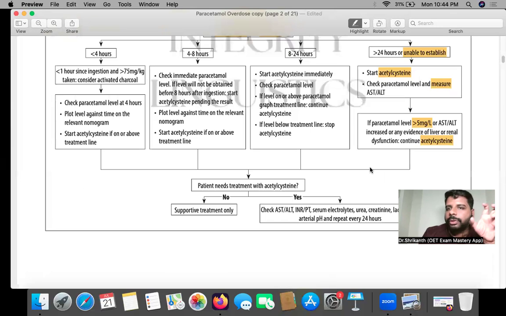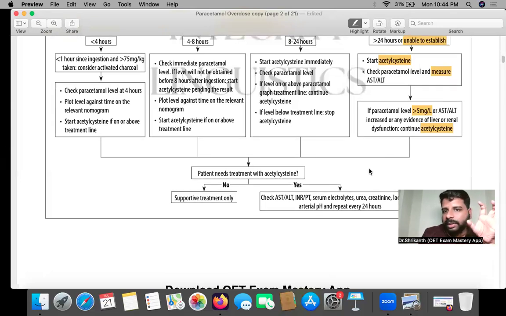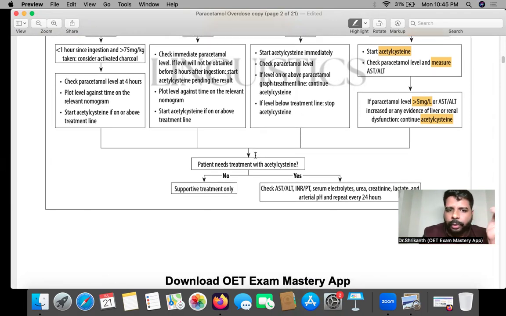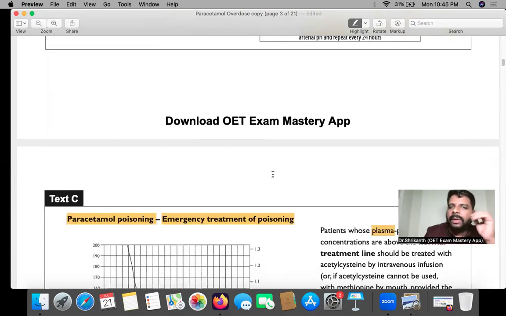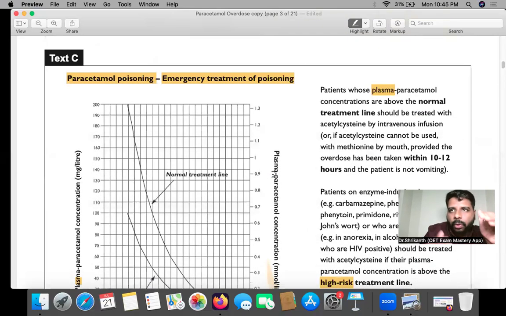That is what we should do when a patient is malnourished and whether he has taken a paracetamol overdose. So like this, you should be able to scan for the keywords. Here you must be able to see there is nothing related to nutrition. They have mentioned serum electrolytes, but over here they are not saying that the patient is malnourished.